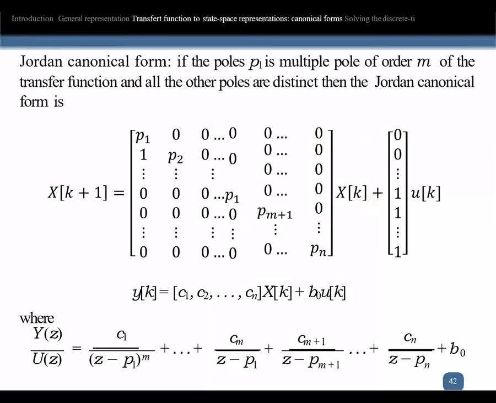The last canonical form then is the Jordan canonical form. If the pole P1 is a multiple pole of order m, that means the pole is repeating, and all of the other poles of the transfer function are distinct, then the Jordan canonical form will be P1, P2. This is the system, and here is a repeating of the pole. The output becomes the numerators of the transfer function.